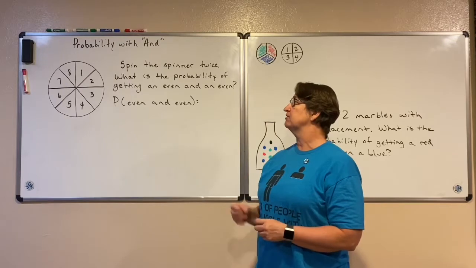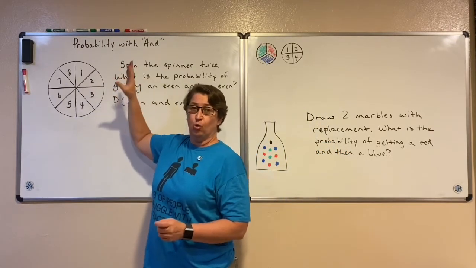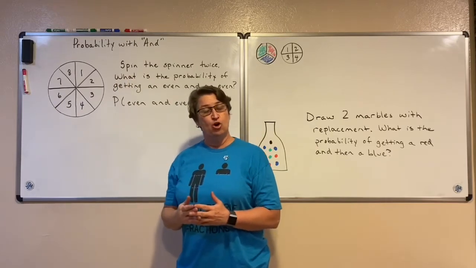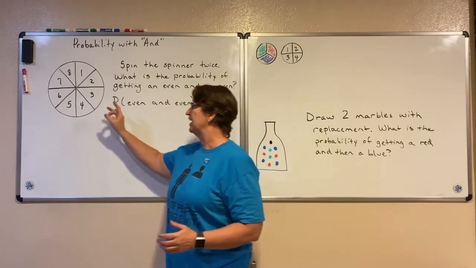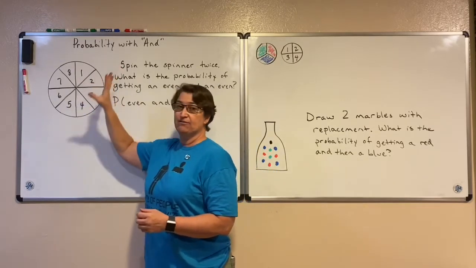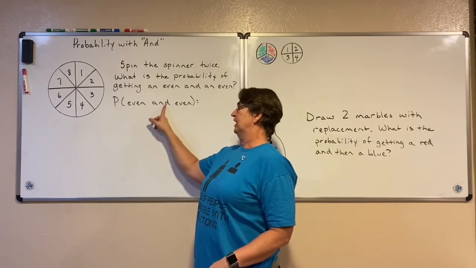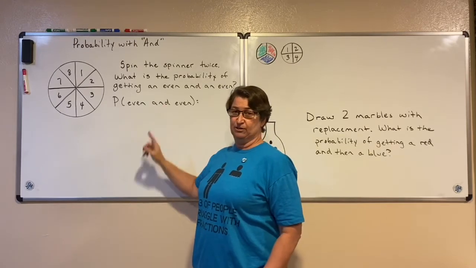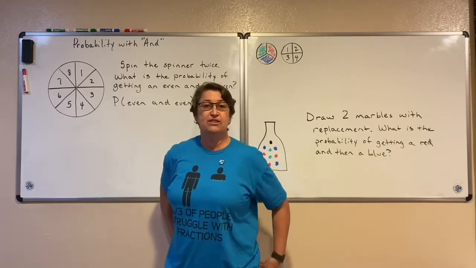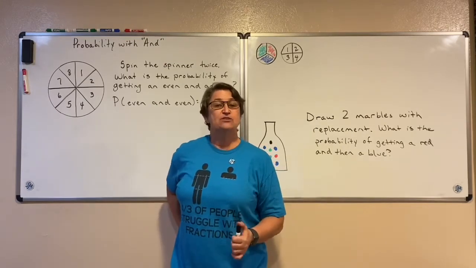For instance, I'm going to spin this spinner not just once, but twice. And I want to know what's the probability that I get an even and then I get another even. So instead of having that "or" in between, I have this word "and" in between. What's the probability then?